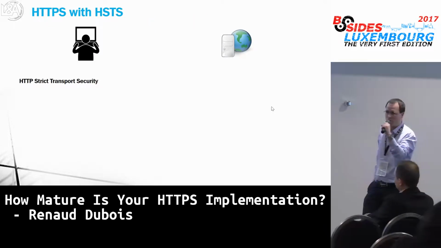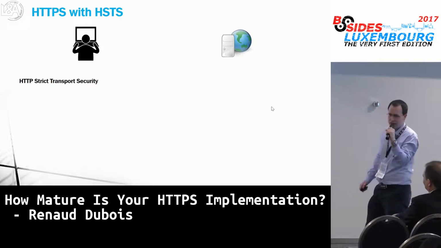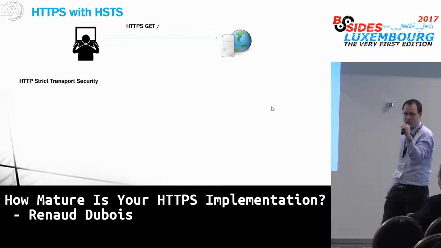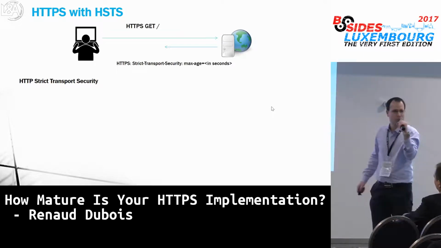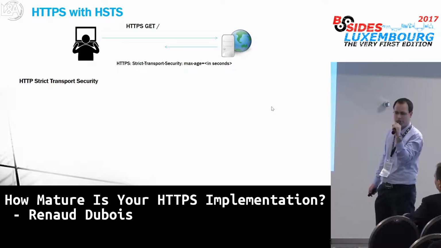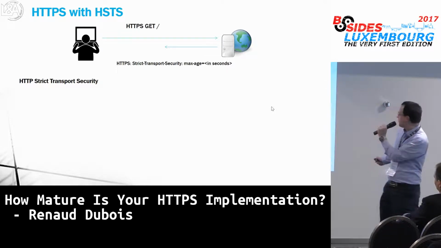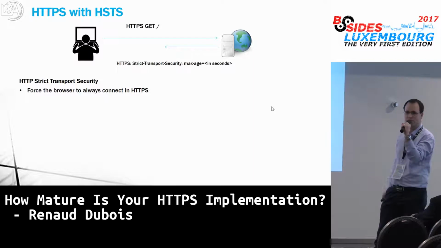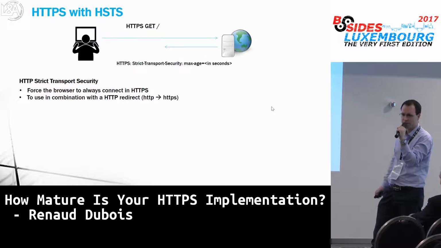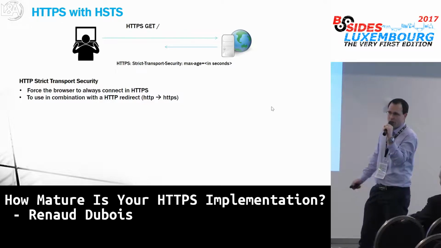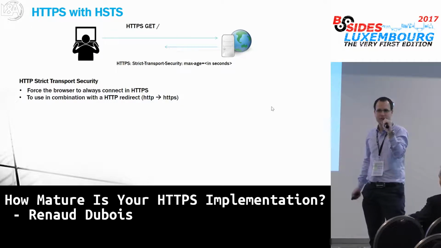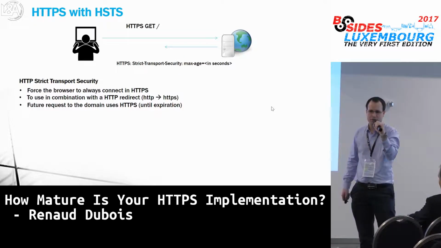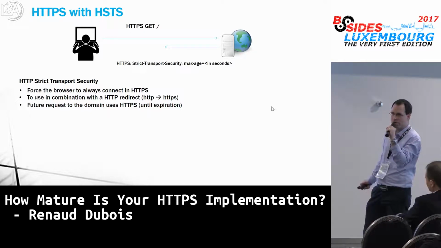Okay, so let's start with the possible mitigations. HSTS, HTTP Strict Transport Security, is a header. Your browser does a query in HTTPS, and your web server will answer with the header. Thanks to this header, the browser will know it is forced to always connect to the website in HTTPS. You can use this in combination with an HTTP to HTTPS redirect, and all future connections will always be done in HTTPS until the expiration of the value.